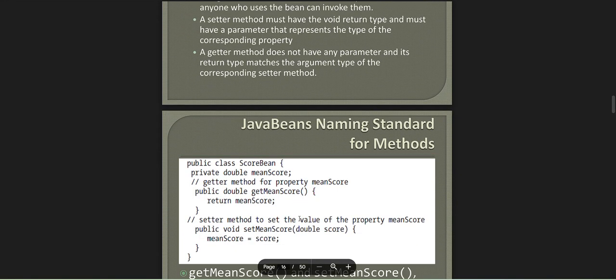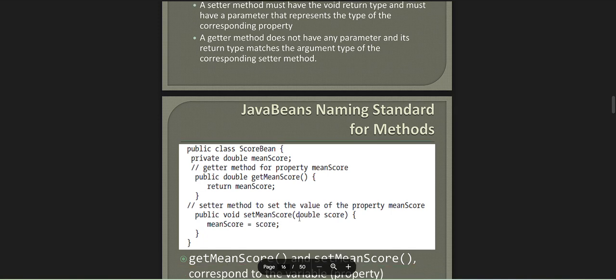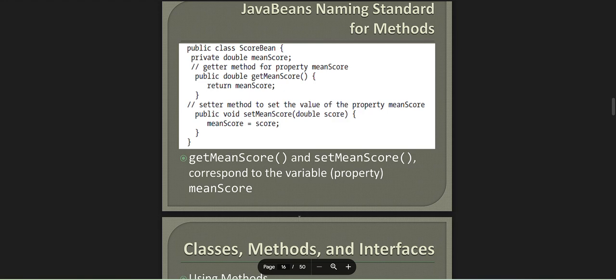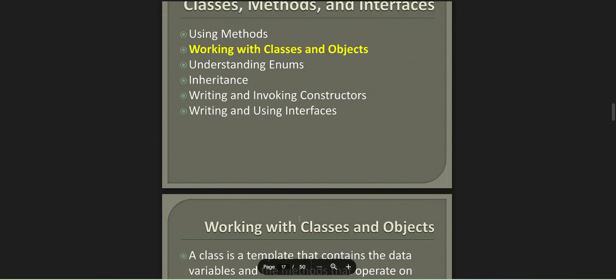Java beans naming standard for the method: public class ScoreBean { private double minScore; // getter method for the property minScore: public double getMinScore() { return minScore; } // setter method }. Classes: working with classes and objects.